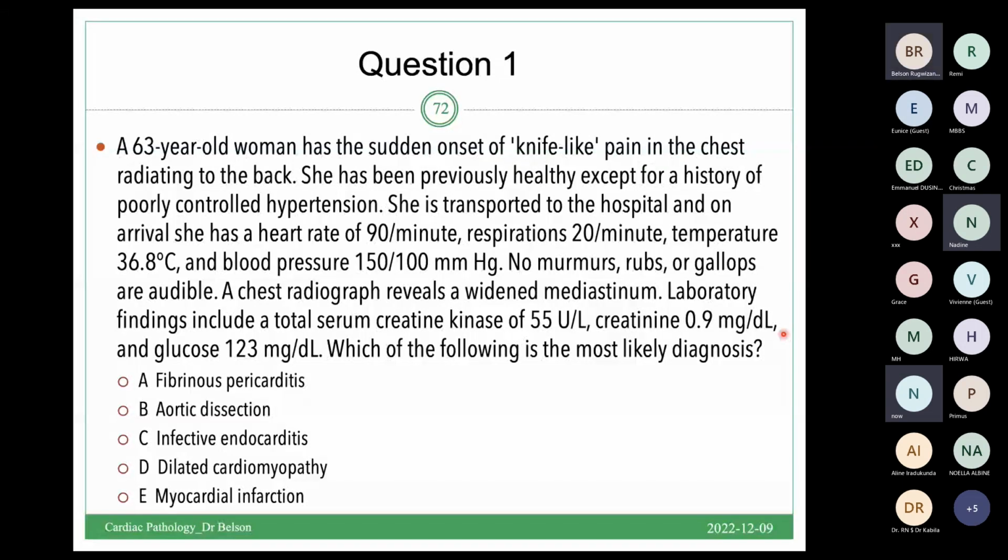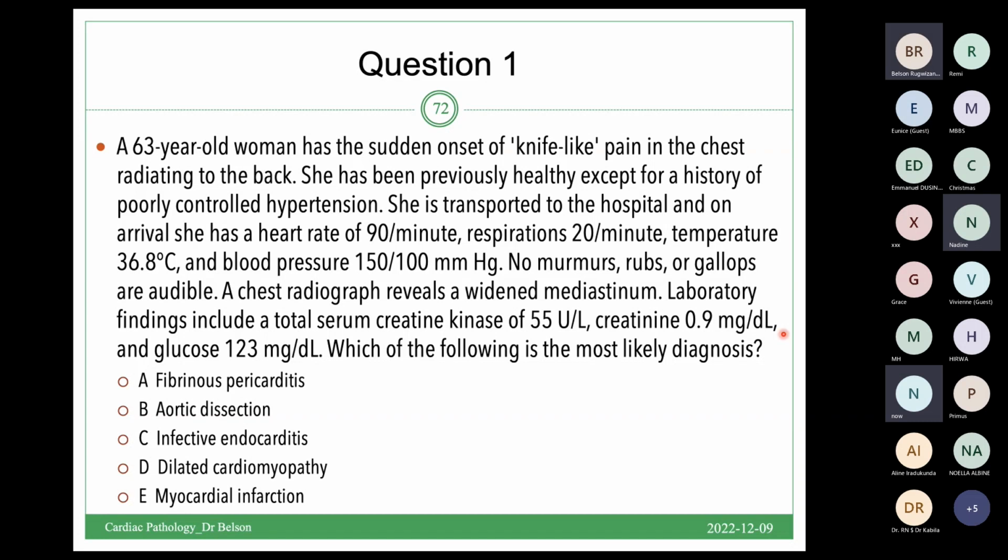Most of these questions are from the link I sent you. So this is a 63-year-old woman. She had a sudden onset of knife-like pain in the chest. So you remember I said about the qualities of pains. Is it constrictive? Is it like a knife and so on? And it was radiating to the back.